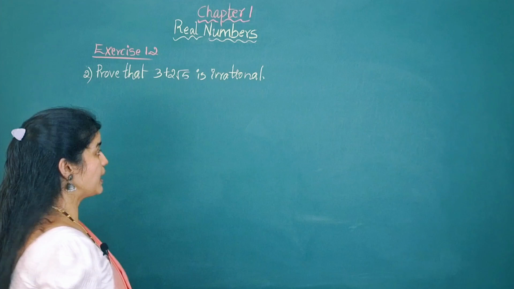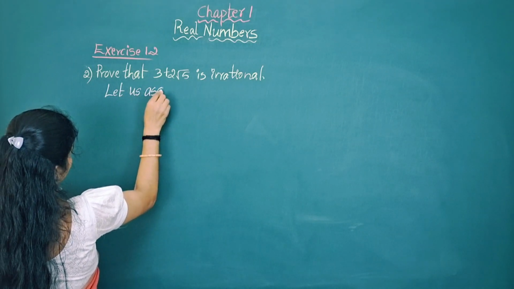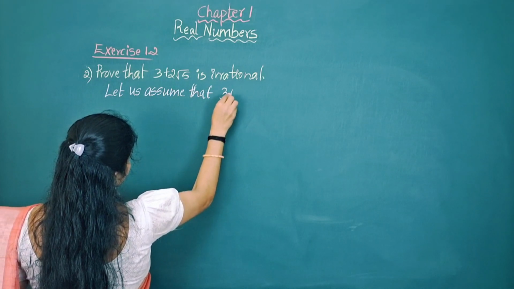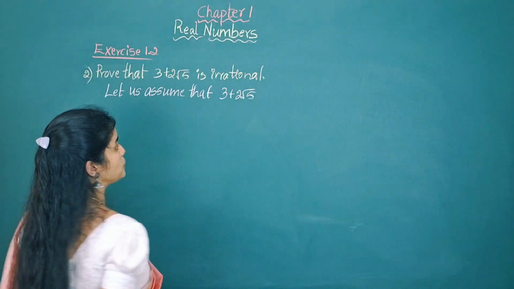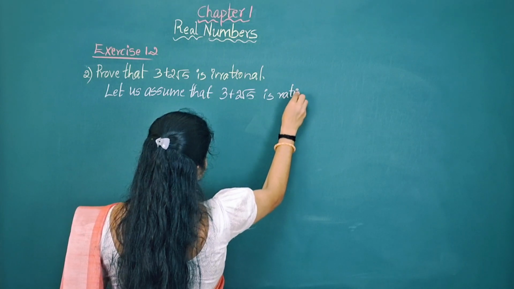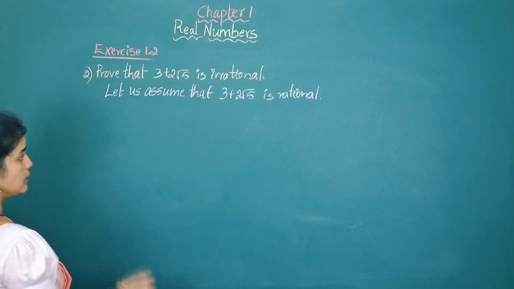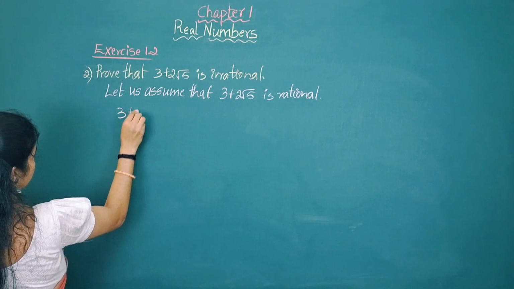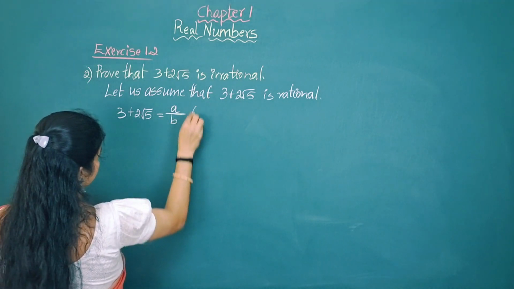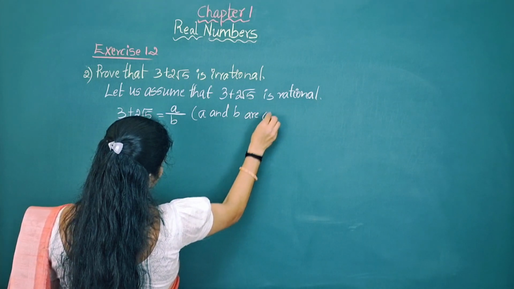So, by contradiction, we have to assume, okay. Let us assume that 3 plus 2 root 5 is rational. So we are considering 3 plus 2 root 5 as rational. Since it is rational, we can write 3 plus 2 root 5 is equal to A by B. Here A and B are co-primes.